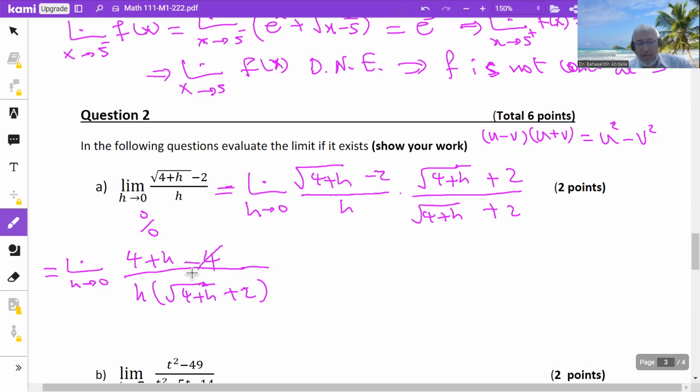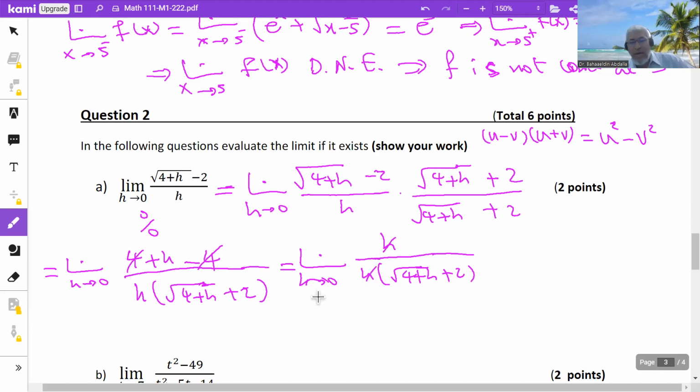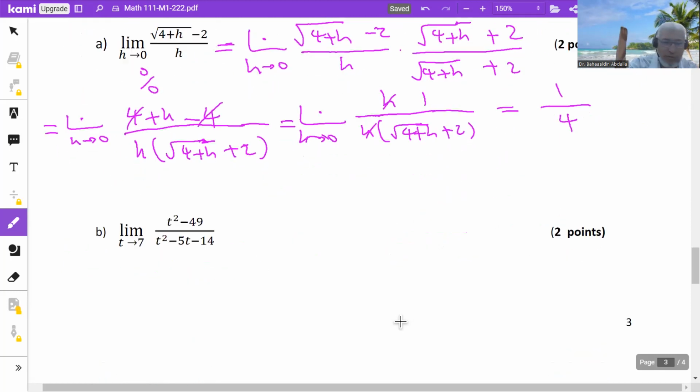Okay, 4 minus 4 is cancelled. And I'll have h in the numerator. And I also have h in the denominator, because I did not multiply h. Okay, I can cancel h with h now, and I'll still have 1 in the numerator. So now I can replace h by 0. I'll have 1 up, and if h is 0, square root of 4 is 2, 2 plus 2 is 4, so the limit is 1 over 4.